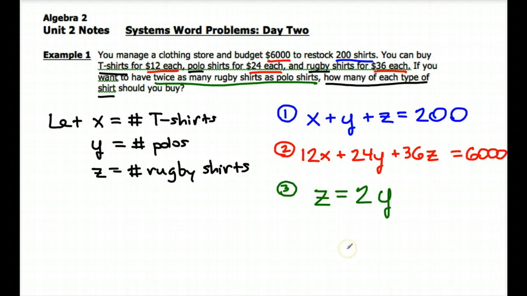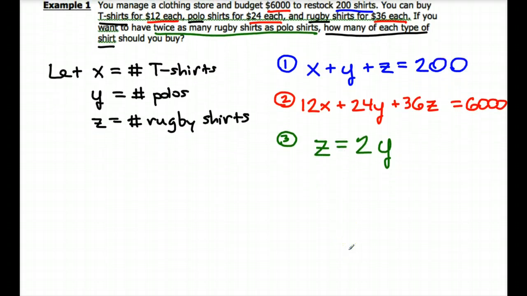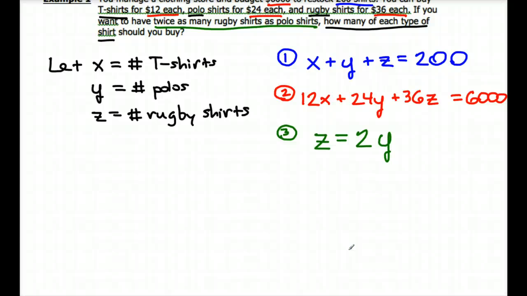Okay, once you get those three equations written, then you're going to start out the problem similar to what you did in 2.2, and you're going to try to get equation 4 and 5. Equations 4 and 5 need to be two equations that only have two variables in them. So either an X and a Y, or a Y and a Z, or an X and a Z. For this problem, I'm going to use substitution because of this third equation down here. I know that Z is equal to 2Y, so that means I can just plug a 2Y in for Z up here to equation 1 and right here into equation 2.